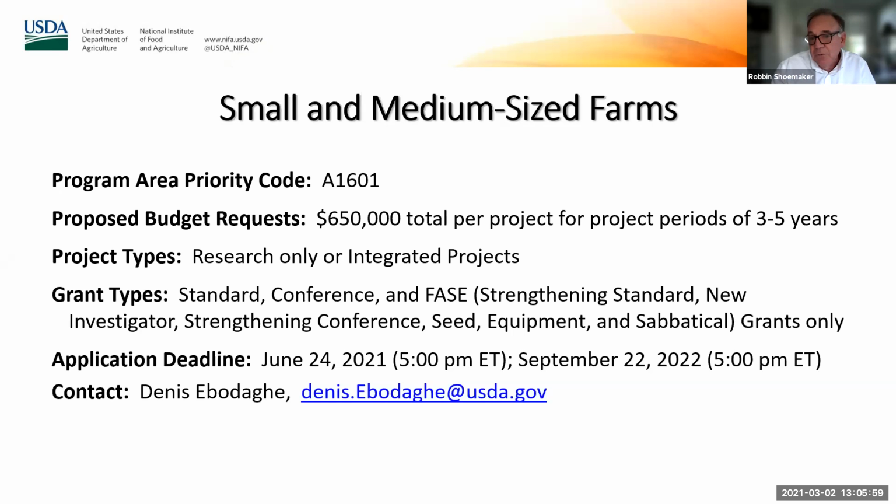It also supports standard conference and PHASE grants, and by PHASE, these are strengthening grants that support new investigators, 1890s minority serving institutions, and the type of activities that are supported by that include seed grants, sabbaticals, and equipment grants. So the application deadline for the small medium-sized farm program is June 24 this year, and the same program will be available in 2022, and that will be due September 22nd. All proposals need to be in by 5 p.m. Eastern. So not a second later.